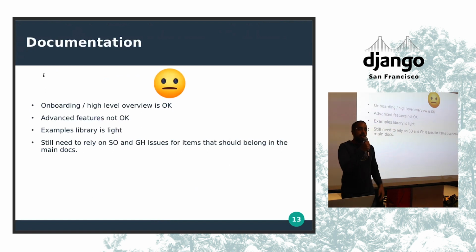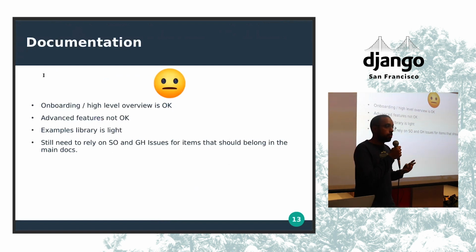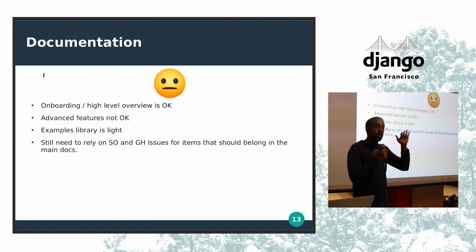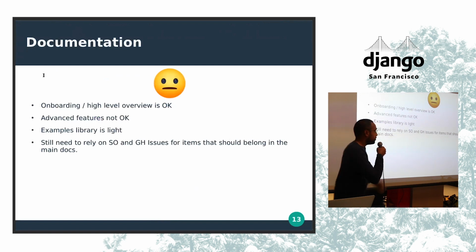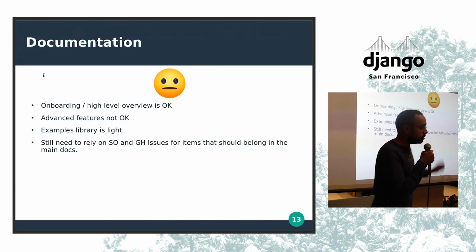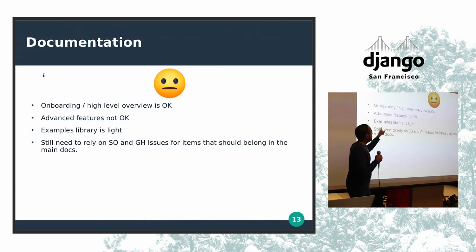Onboarding is in a good state. If you want to spin up a Graphene Django project for your own personal project, for an in-house project, for an internal org project, you can get going. It's there. The docs are pretty and they have the bare minimum, which is good enough in my case. Advanced features, you're going to be swimming in GitHub issues and Stack Overflow. Probably GitHub issues. Examples library is light. Not a whole lot of examples out there.